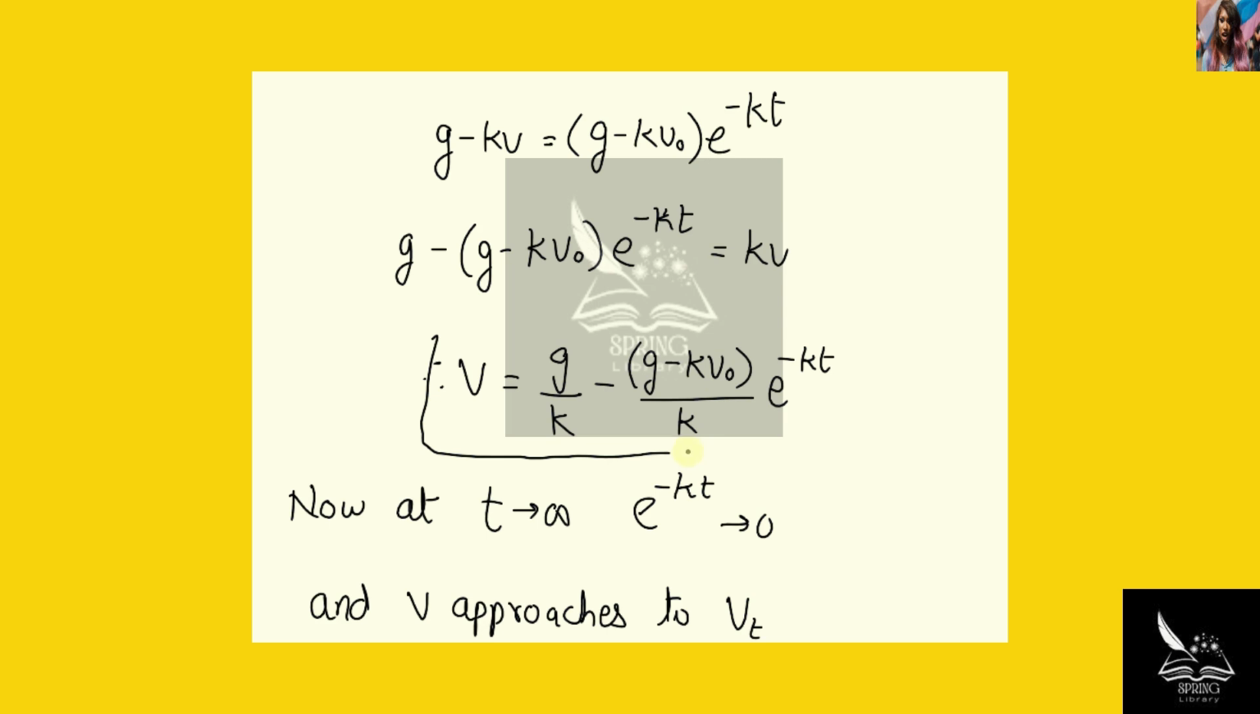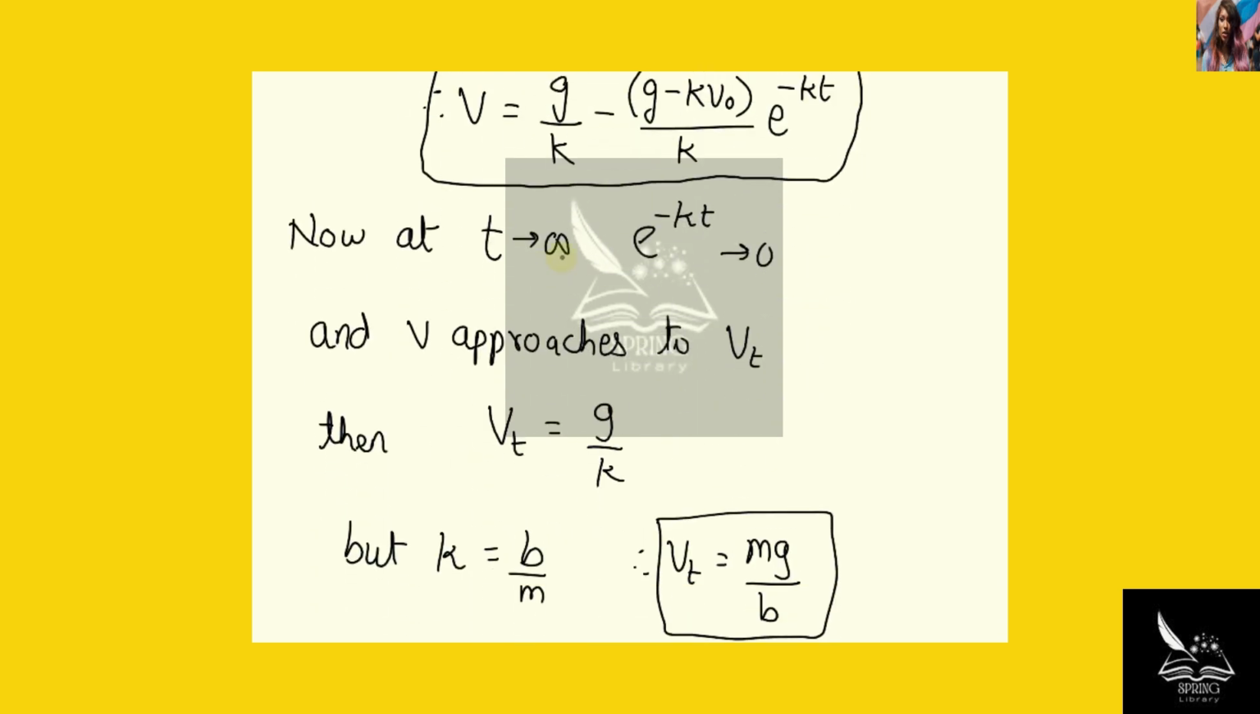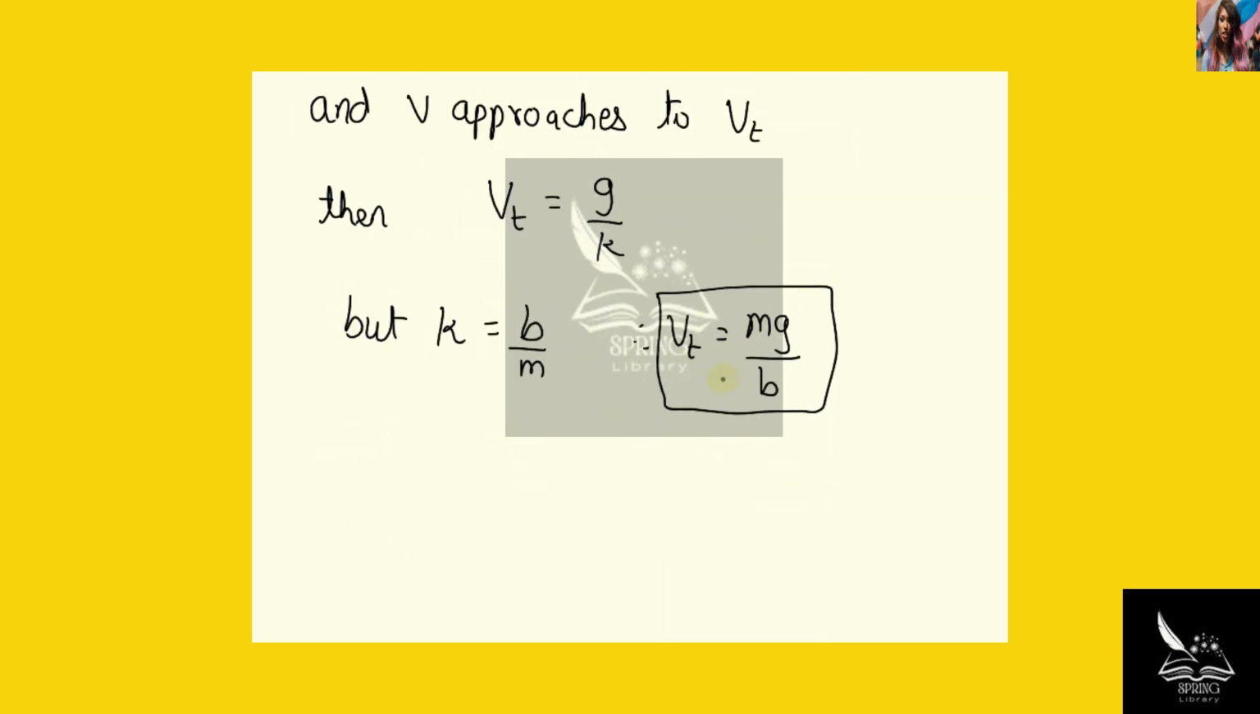Now this equation is very useful to us, so we can put in any time, at t equal to 0, at t equal to 10, whatever it is, and find the solution from here. But for us, t equal to infinity is important, because after a long time it will reach the terminal velocity. At t equal to infinity, e raised to minus kt will tend to 0. So this entire quantity will turn out to be 0, and we will approach vt. So vt will be equal to g by k from here. Now we know that k is b by m, as mentioned above. So this vt will be mg by b. That is our answer.